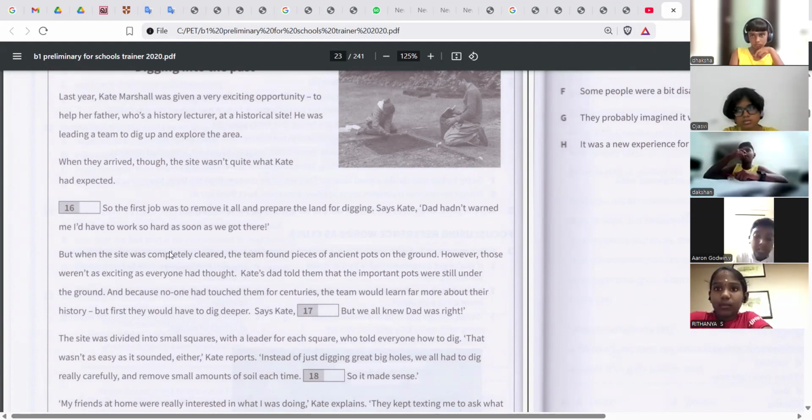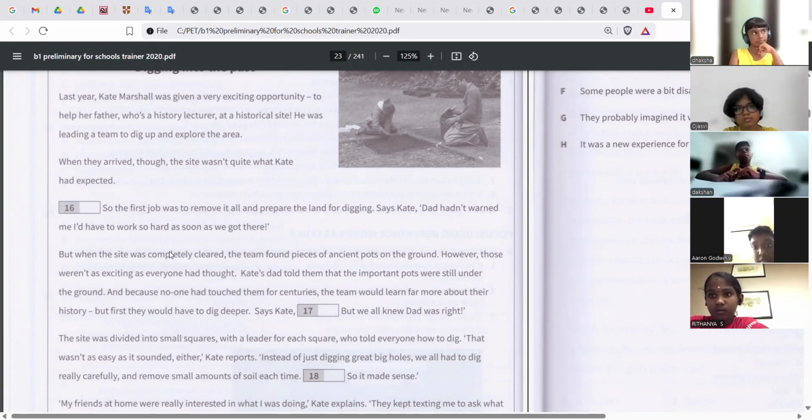But when the site was completely cleared, the team found pieces of ancient pots on the ground. However, those weren't as exciting as everyone had thought. Kate's dad told them that the important parts were still under the ground. And because no one had touched them for centuries, the team would learn far more about their history, but first they would have to dig deeper, says Kate. But we all knew Dad was right.